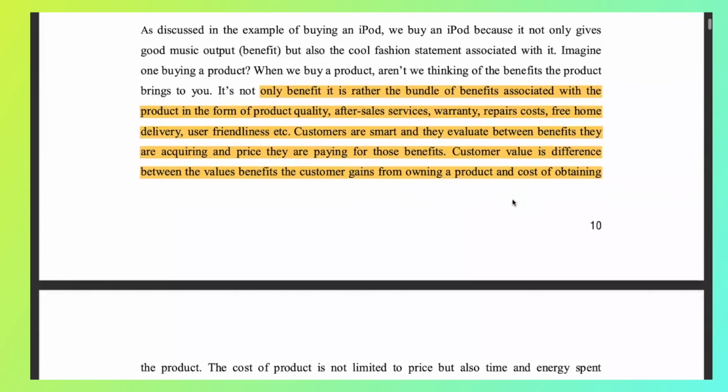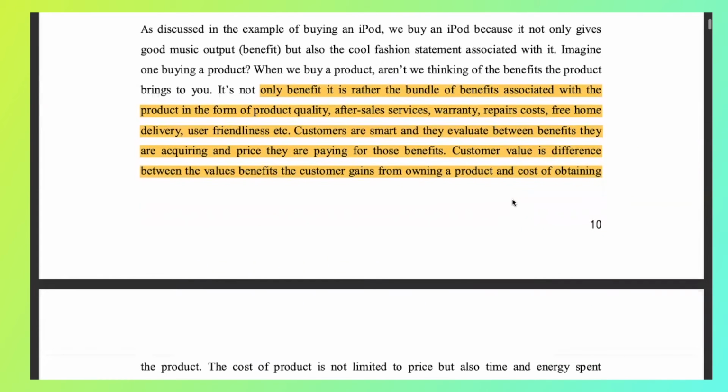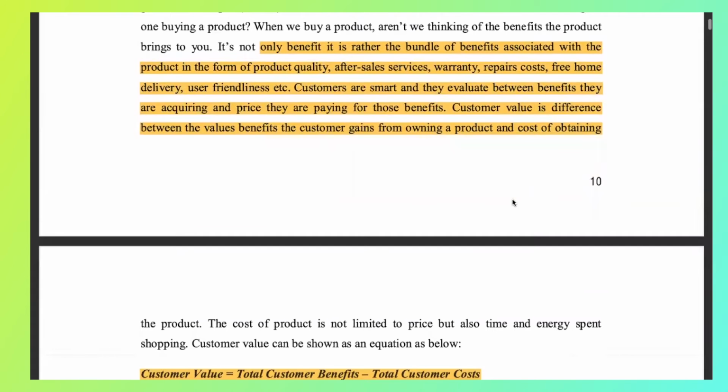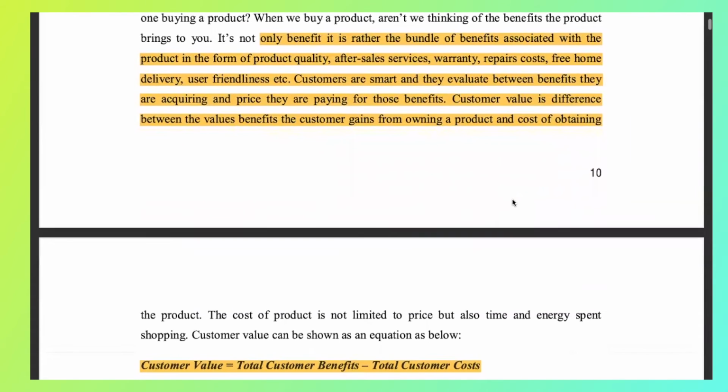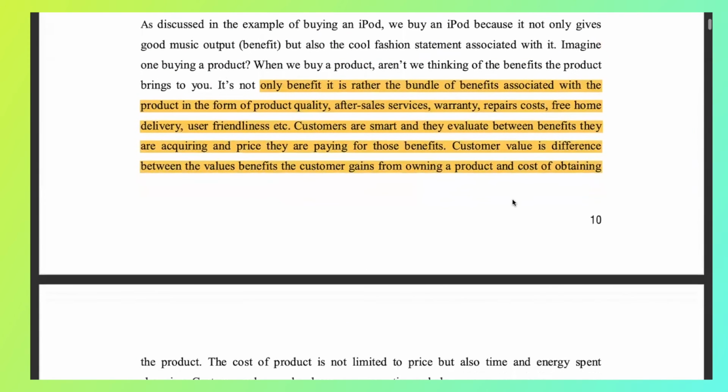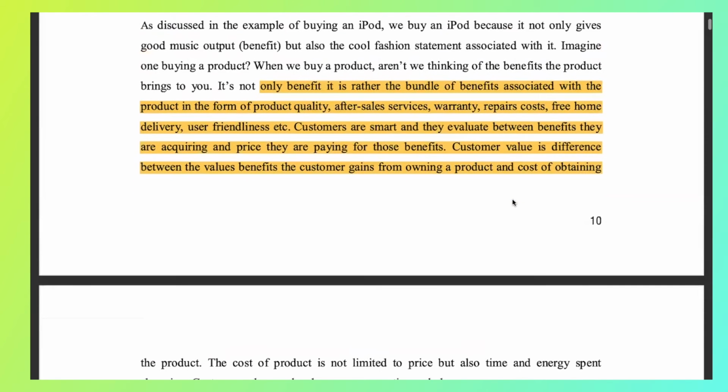So these are the different values that this product gives to a customer. Imagine buying a product. When we buy a product, aren't we thinking of the benefits the product brings to us? We see, okay, how is this useful to us? What kind of features does it give us? And it is not only one benefit, it is rather a bundle of benefits associated with the product in the form of product quality, after sales services, warranty, repair cost, free home delivery, user friendliness. If for a customer there's a certain product that is not giving free delivery, but another product is giving free delivery and after sales services, then the customer will go for product 2 rather than product 1.